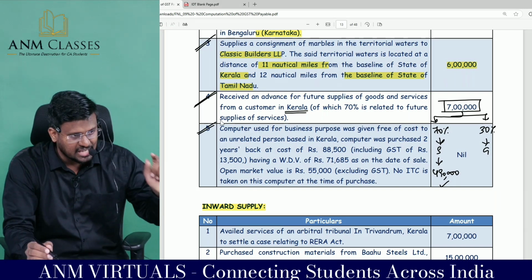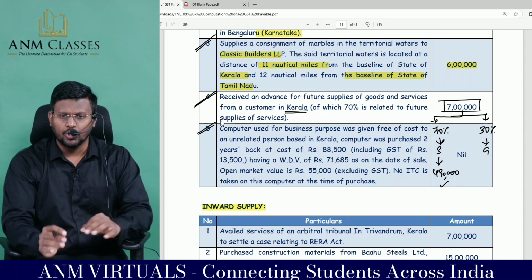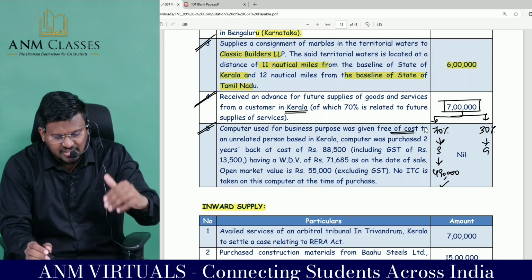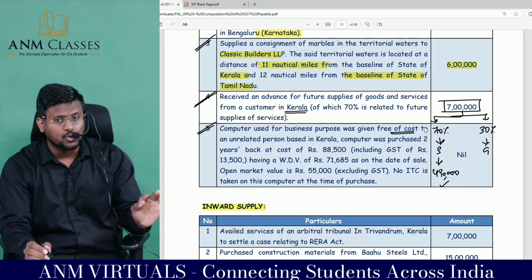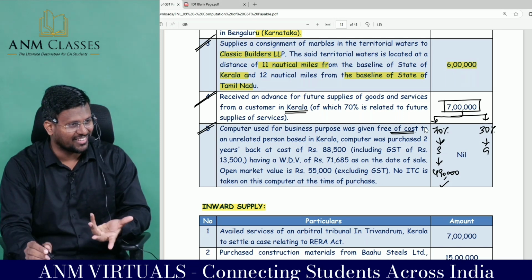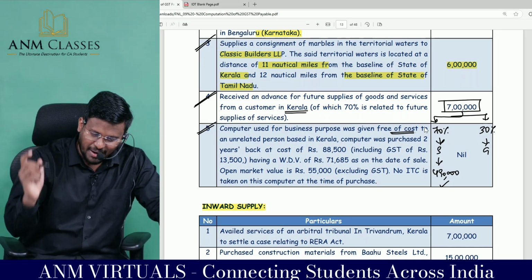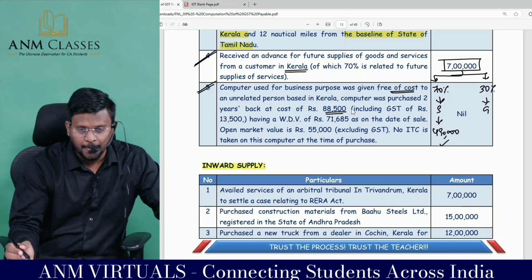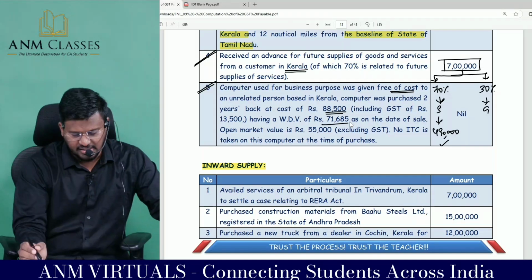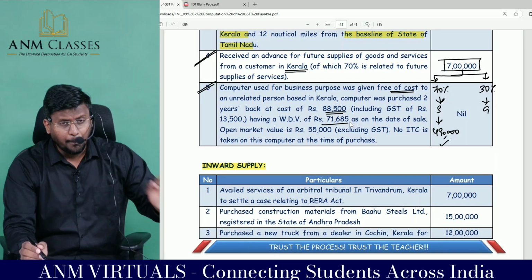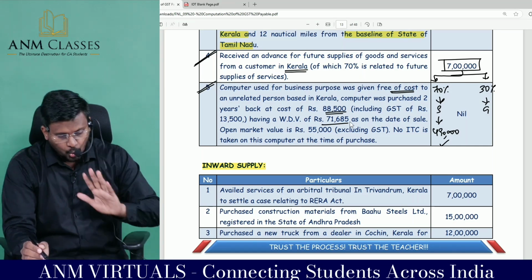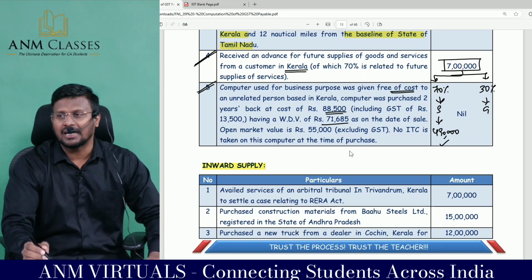Computer used for what purpose? Business purpose. So you have purchased a computer for business purpose. Was given free of cost to an unrelated person based in Kerala. Permanent transfer or disposal of business asset. That I don't know. That we have to read the question where ITC has been availed or not. Computer was purchased 2 years back at a cost of 88,500, including GST of 13,500, having WDV of 71,685 as on date of sale. Open market value is how much? 55,000, excluding what? GST. No ITC is taken on this computer at the time of purchase.